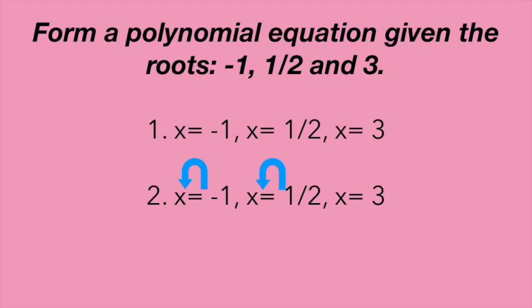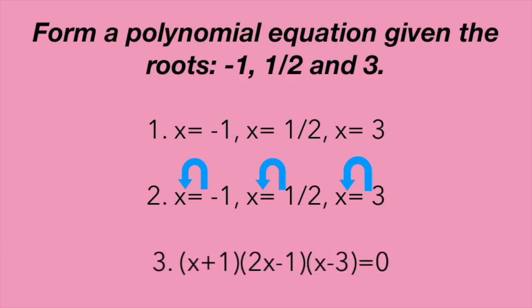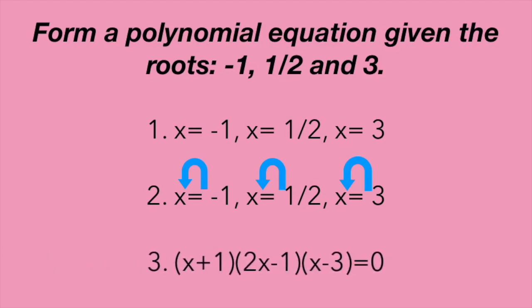To make sure you get the depressed equation in the end, transpose all roots to the same side of x and equate it to 0. The final answer should be (x + 1)(2x - 1)(x - 3) = 0.